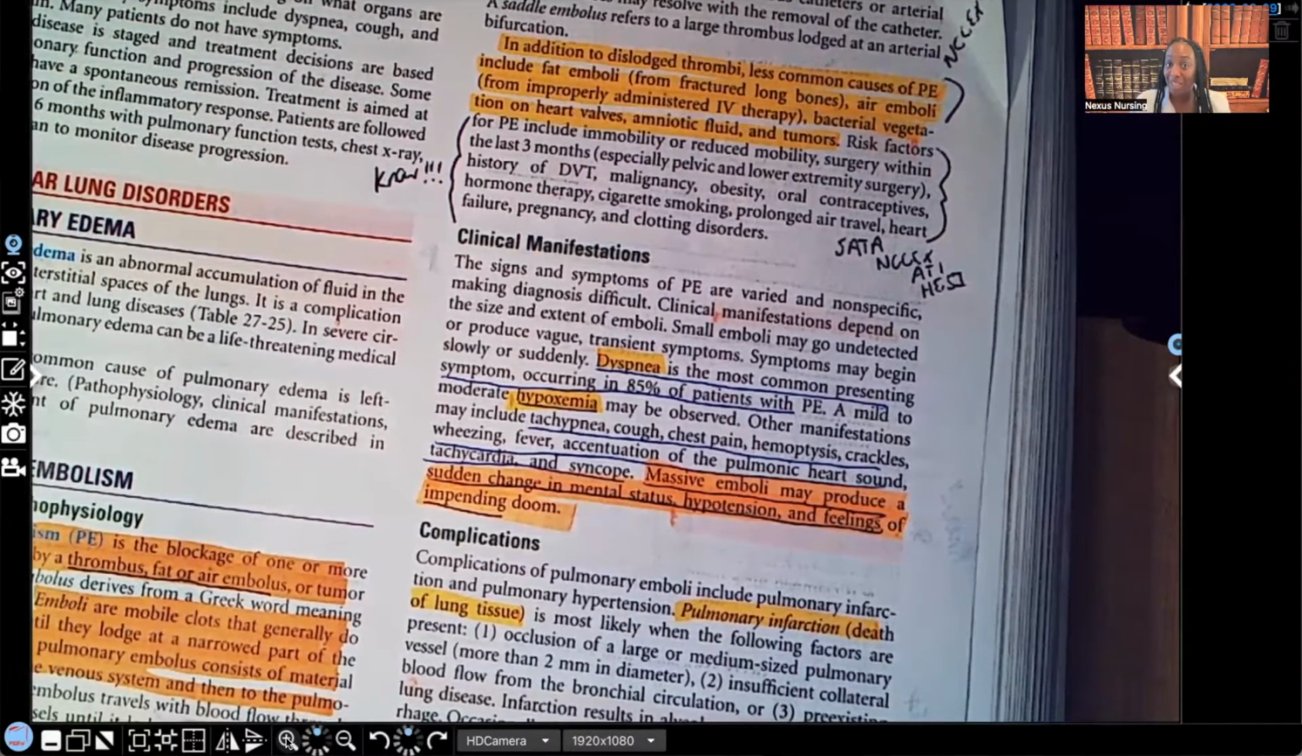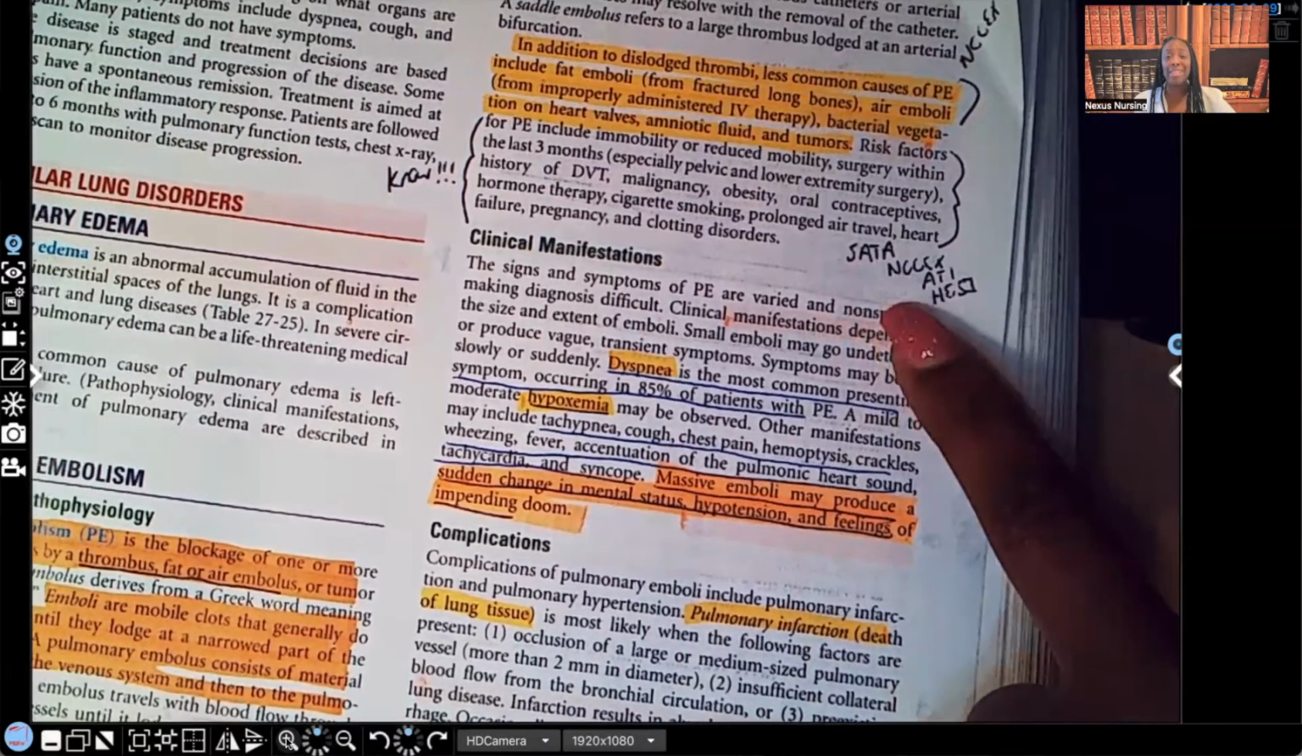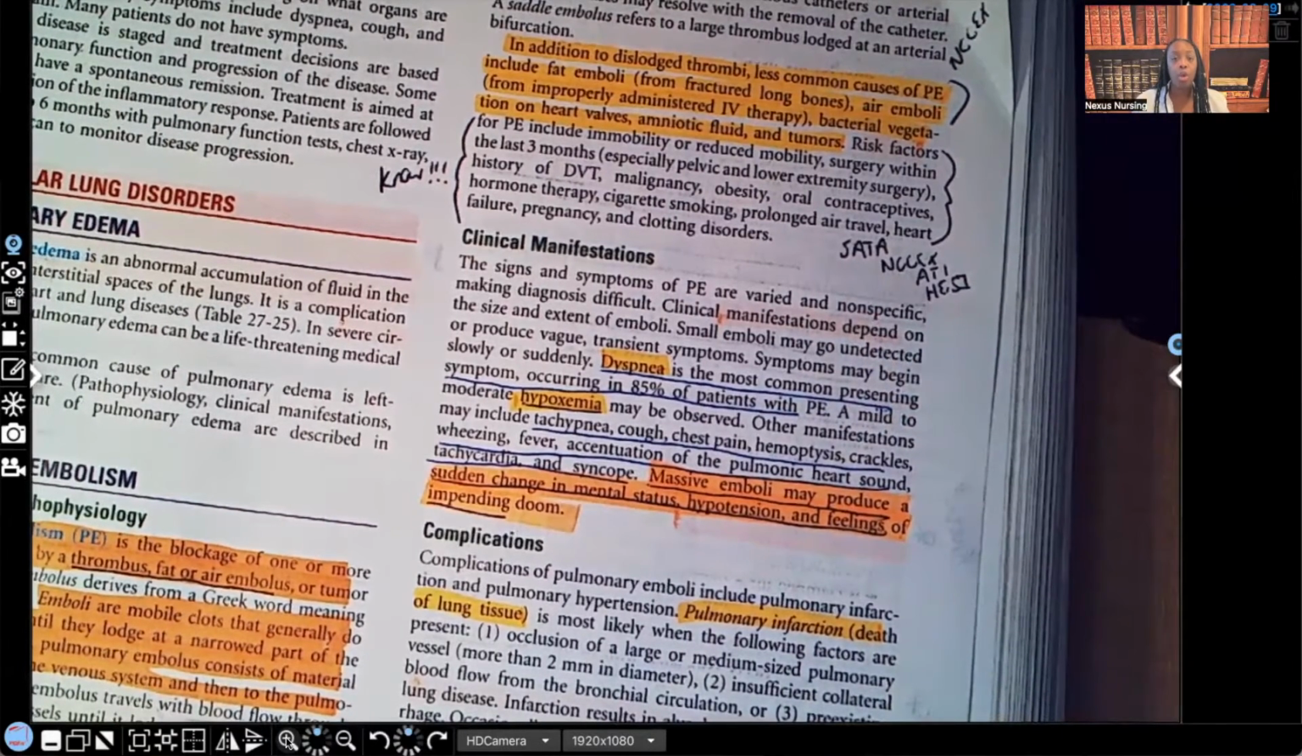Risk factors. Did I not tell you that you need to know them? Yes, you do. I didn't highlight it, but look what I wrote on the bottom. Usually they're seen as select all that apply on NCLEX, ATI, and HESI. You have to know these risk factors. What are they?